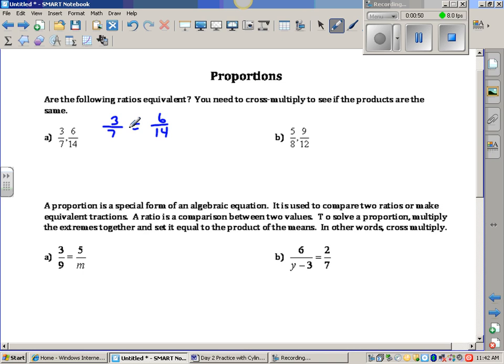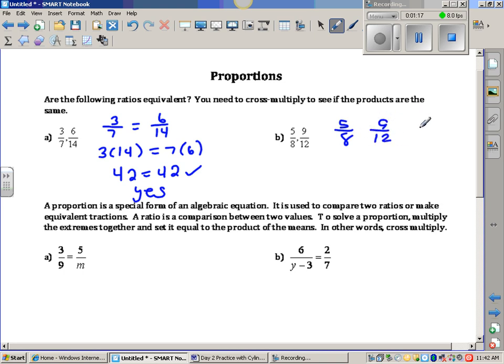I can cross multiply. If I cross multiply them, you're going to take 3 times 14, set it equal to 7 times 6 or 6 times 7. Again, the commutative property allows you to switch them around like that. And you get 42 equals 42. So the answer to that is yes. The ratios are equivalent. Over here we've got 5/8 and we're comparing that to 9/12.